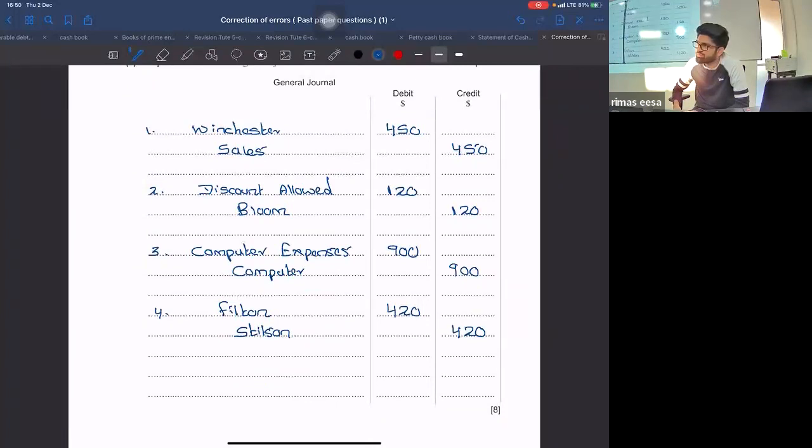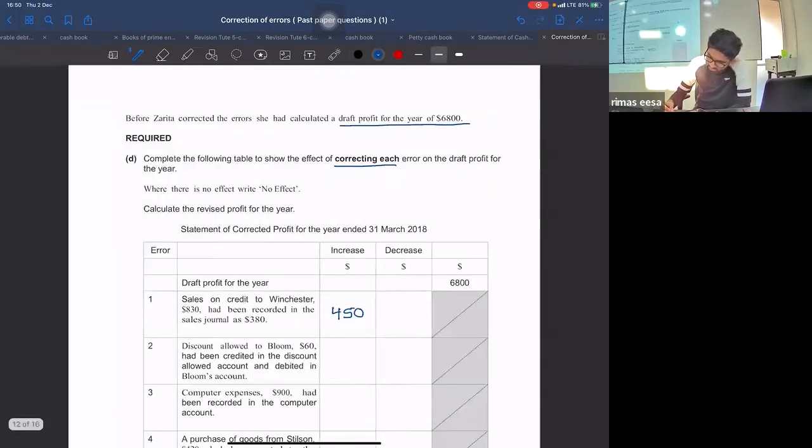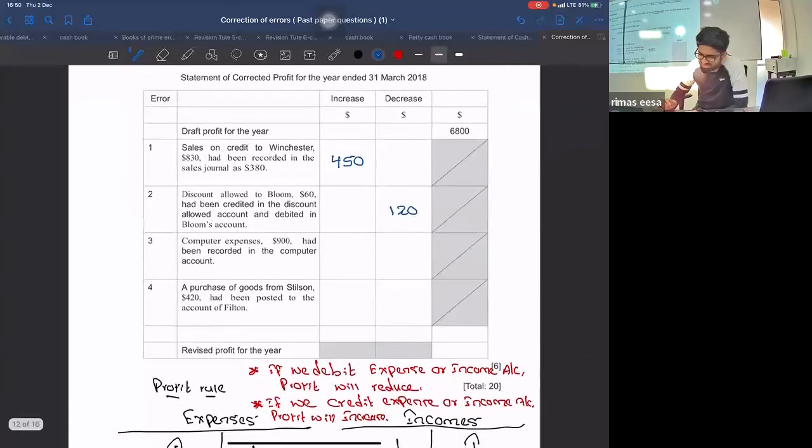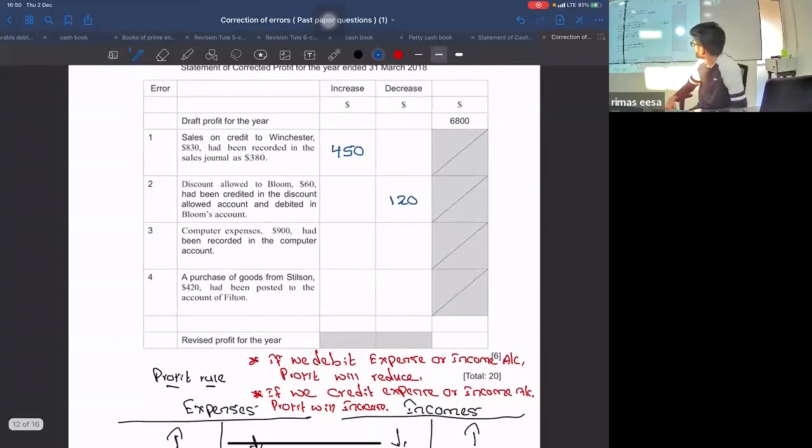Have you ever found Bloom in your income statement? No. So what comes in your income statement? Discount allowed. What are you doing to the discount allowed account? Debiting. When you debit, what will happen to profit? Reduce. When you debit, profit will reduce. Enter 120 in the decrease column. Right? 120 should be taken to the decrease column. Okay?